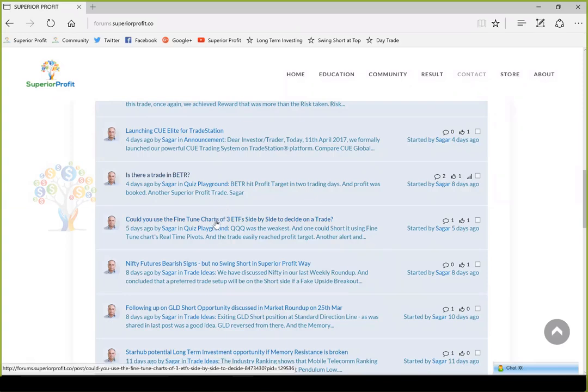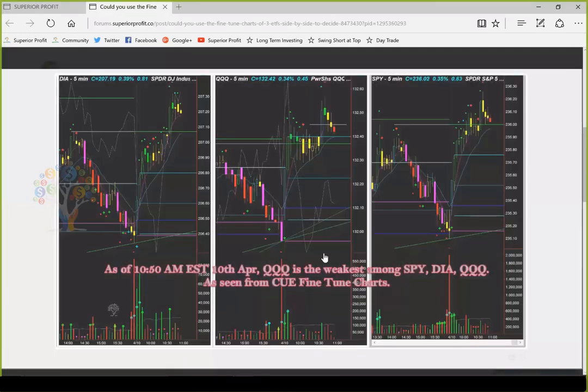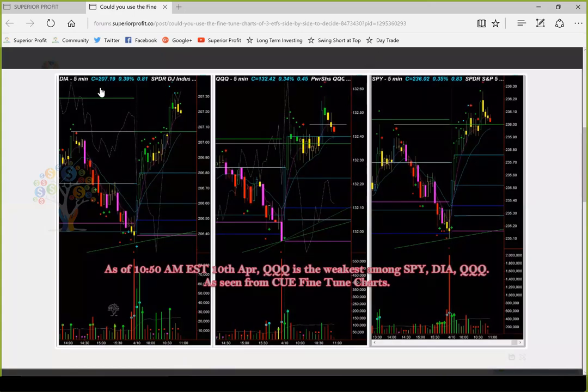There was another interesting example. When I shared the chart, I shared three charts, DIA, QQQ, and SPY. And in the last market roundup, I mentioned that for day trading, one way to identify short opportunities is to look at three related instruments side by side using the fine-tuned template, the real-time chart, and see which one is the weakest. So when I shared it, that was 10:50 a.m., 10th April, I mentioned QQQ is the weakest among the three ETFs.